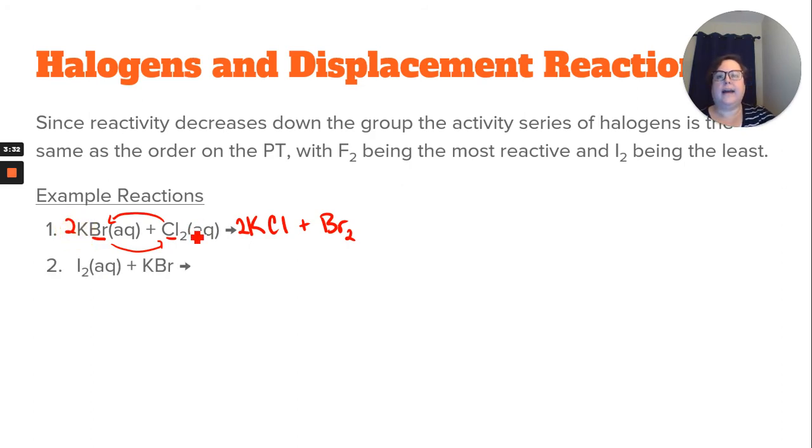All right, here we have bromine, potassium bromide, and then iodine. Since bromine is higher on the periodic table, iodine cannot replace the bromine. So another way of thinking about it is the higher the halogen is on the periodic table, it has to be in the compound.